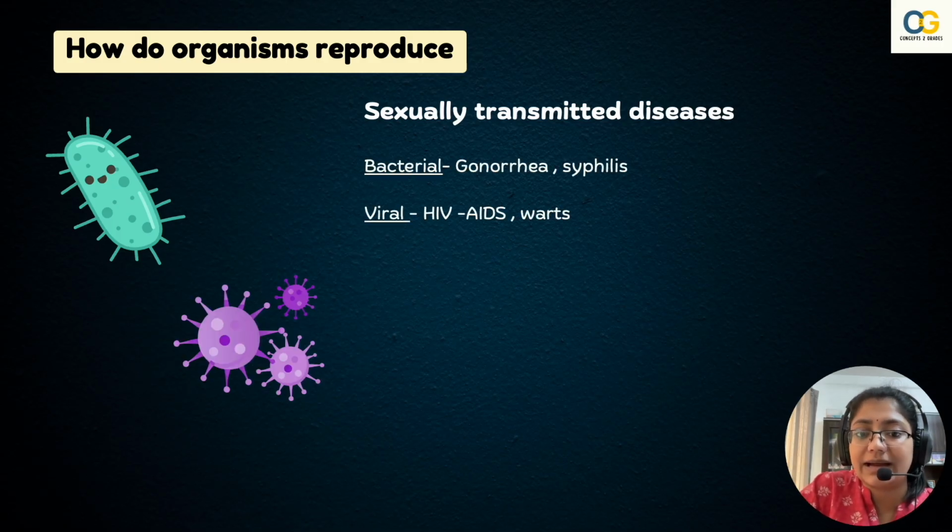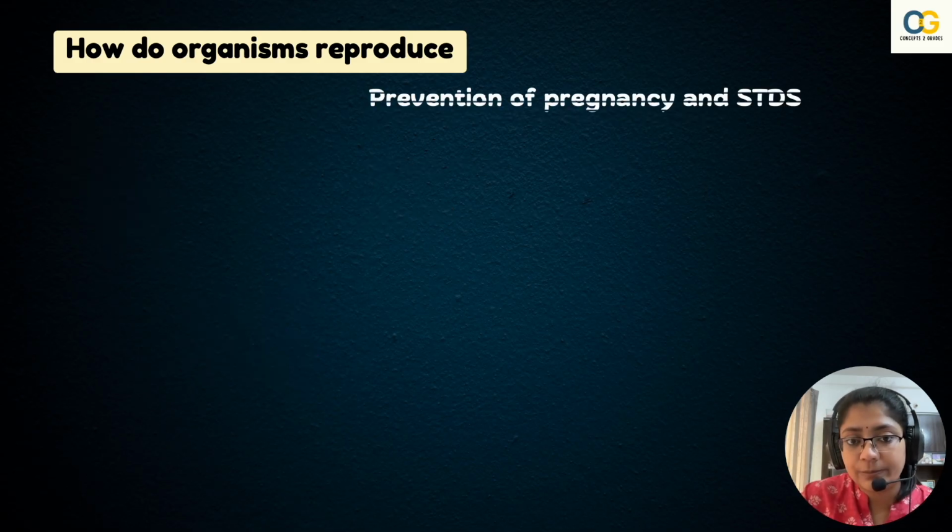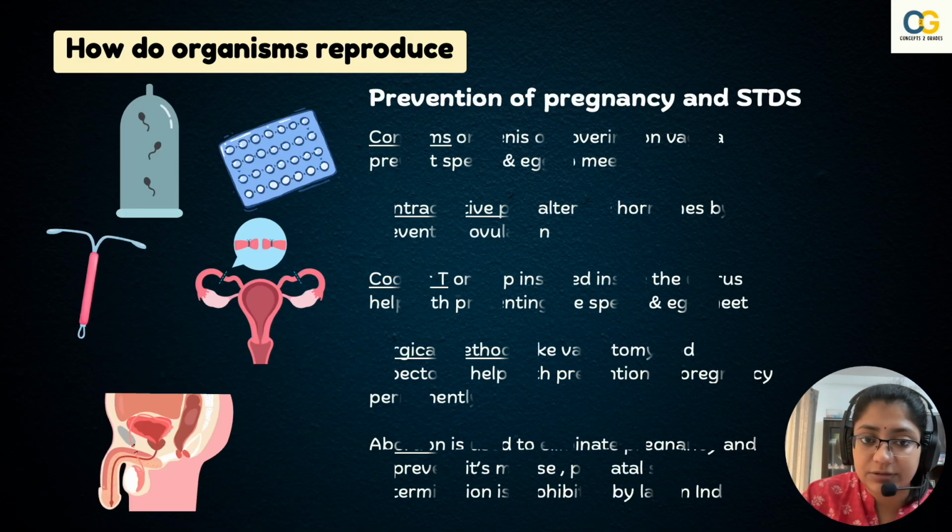So some of them are bacterial, like gonorrhea and syphilis, and there are viral infections like HIV, AIDS, and warts. So to prevent these diseases, and also dealing with pregnancy is one of the major tasks of a human life, because kids are kids. Ultimately, it is a big responsibility. So to avoid pregnancy as well, there are multiple methods that people follow. So the prevention of pregnancy and STDs is usually done through multiple methods.